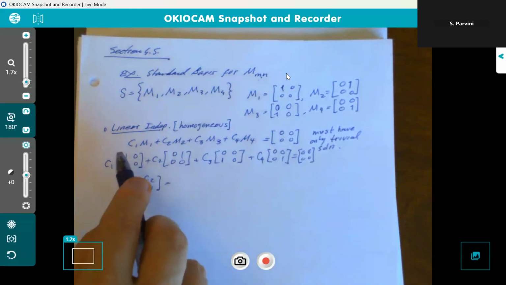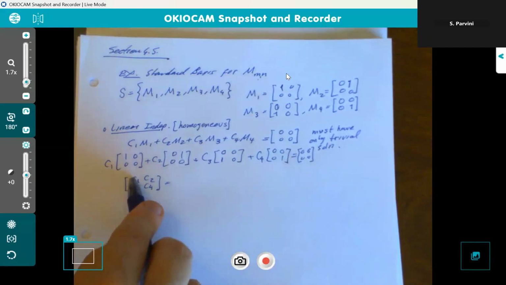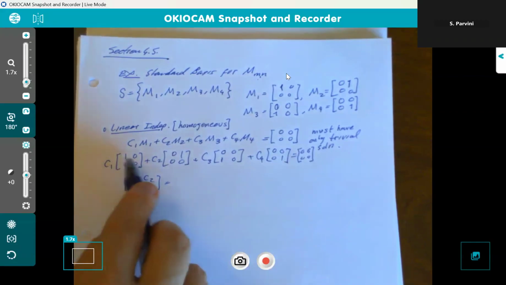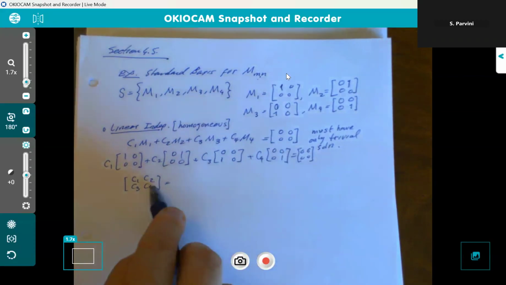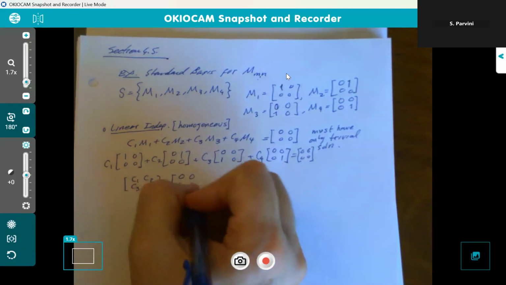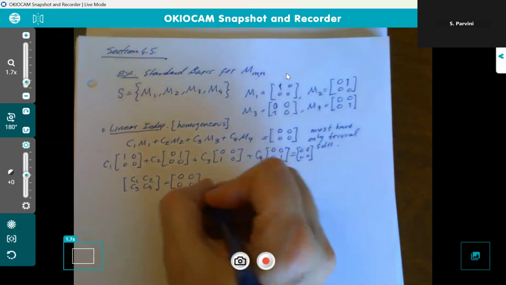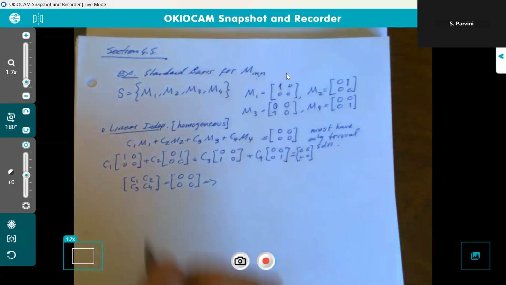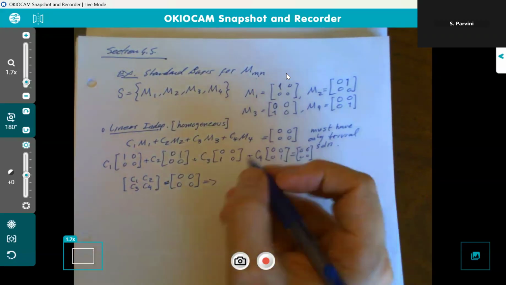When you add, you get C1 in the first position, C2, C3, and C4 times 1 is C4. On the other side, we have just the 2 by 2 zero matrix. So from this, two matrices are equal if the components in the same position are equal.